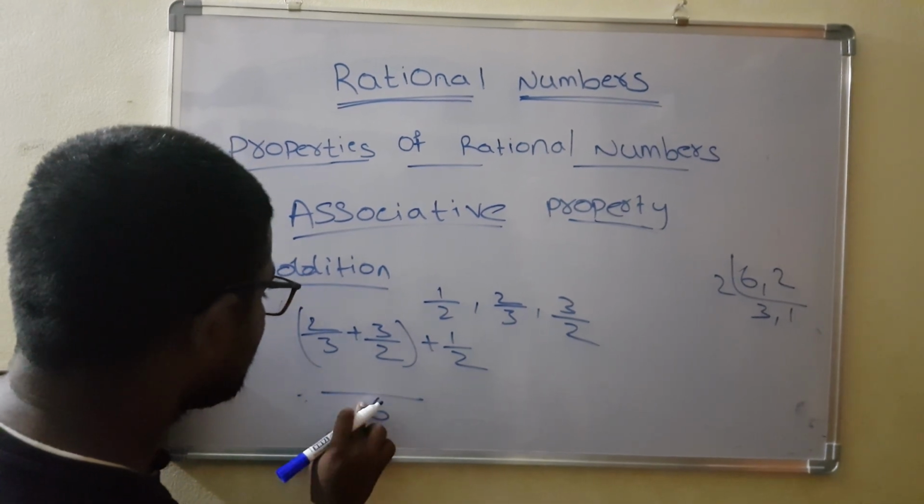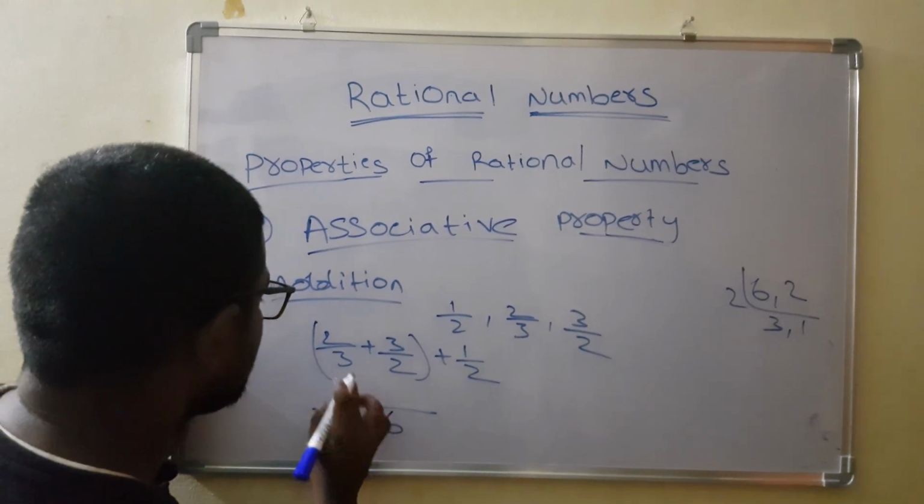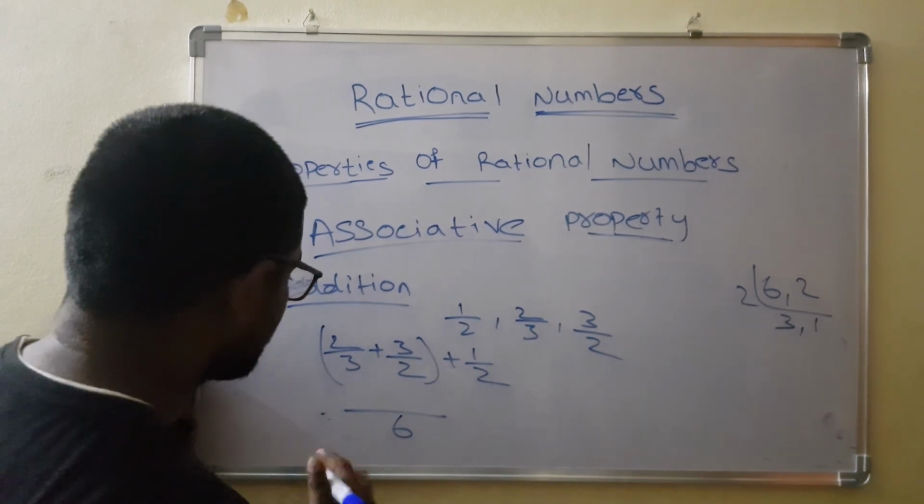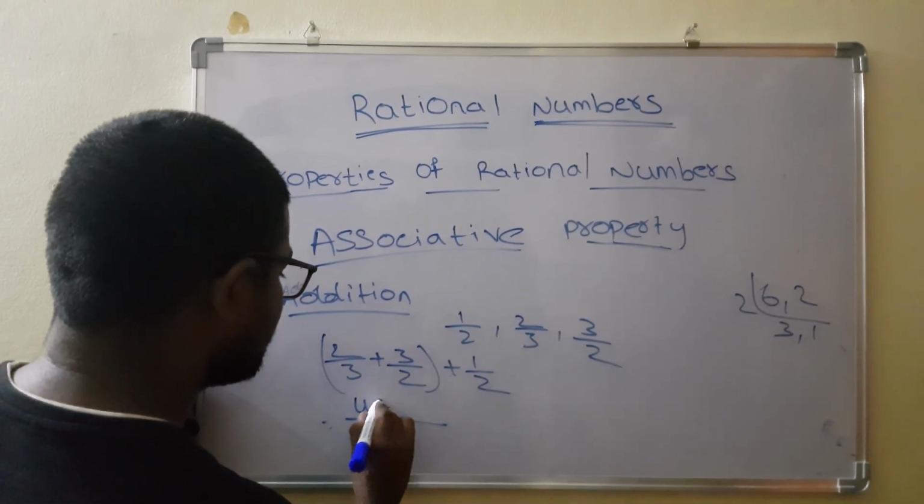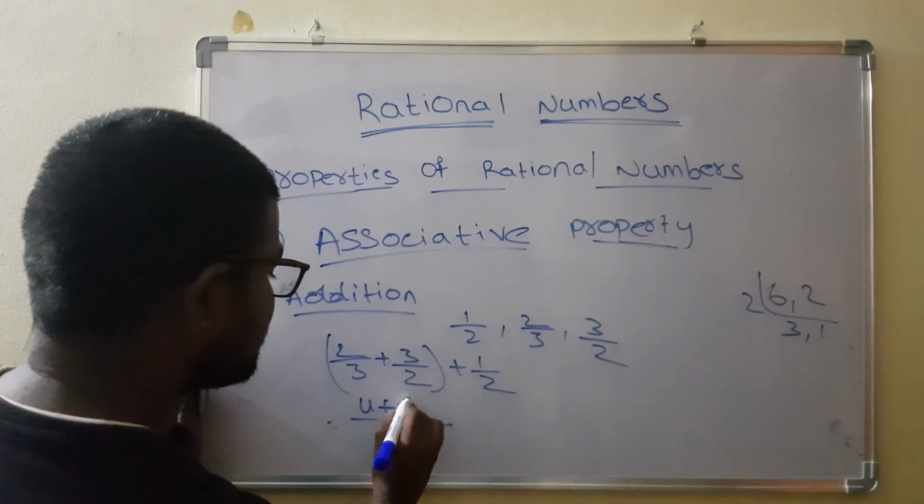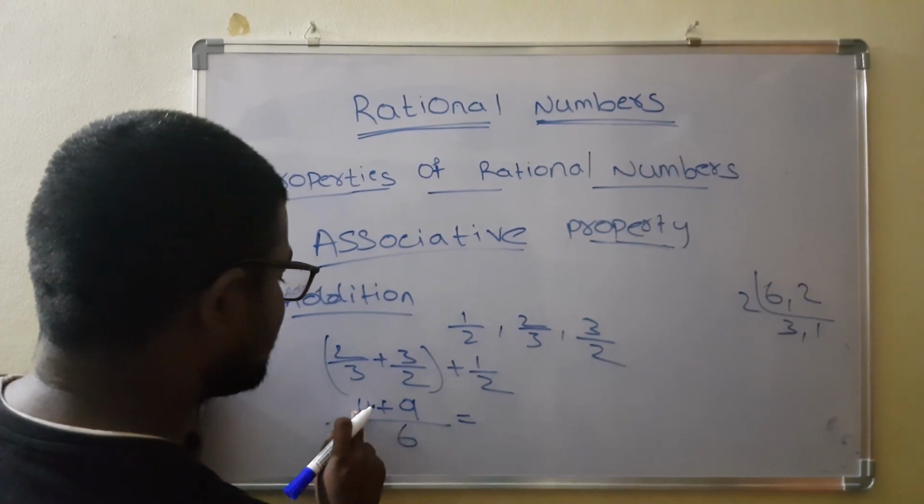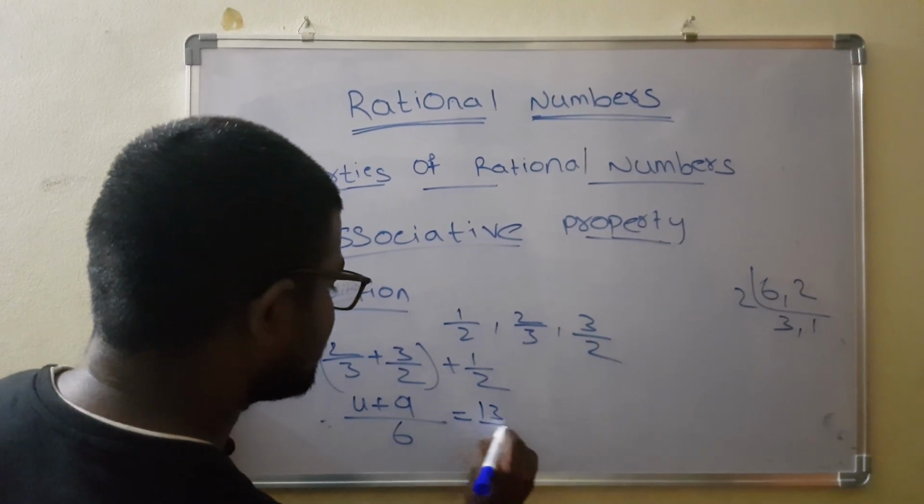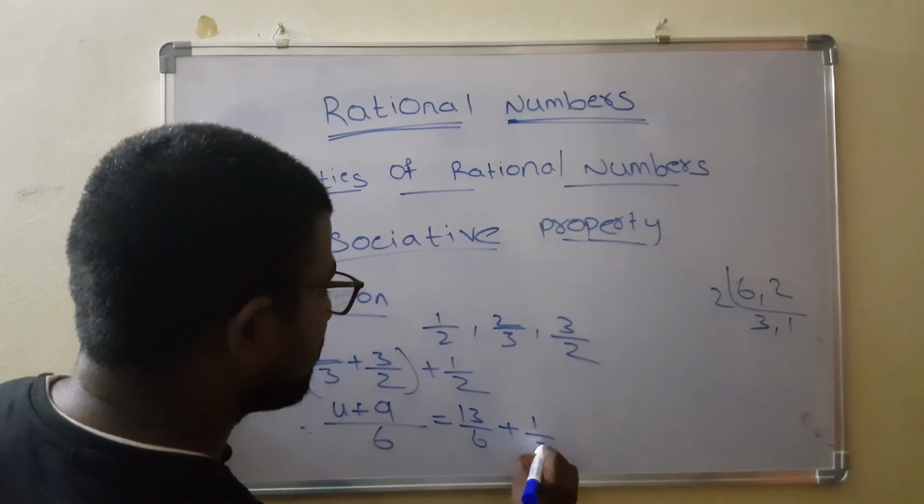6. 3 2 ja 6. 3 2 ja 6, 2 2 ja 4. 2 3 ja 6, 2 3 ja 6. 3 3 ja 9. That is 9 plus 4, that is 13 by 6 plus 1 by 2.